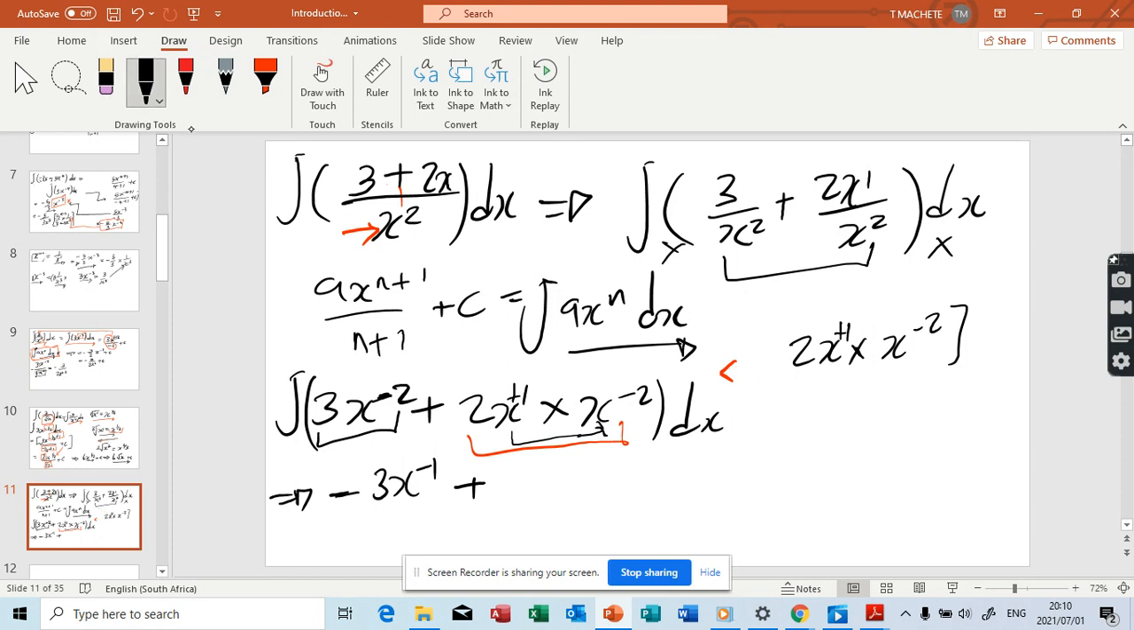Let's leave out the 3. We are done with the 3. Ignore 3. We are in this part. We need to solve this. How did you solve this? How did you solve it?